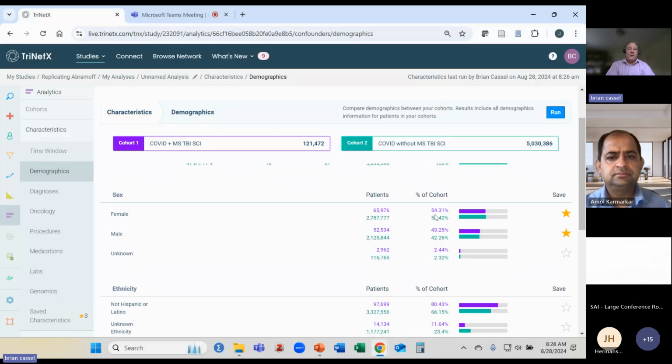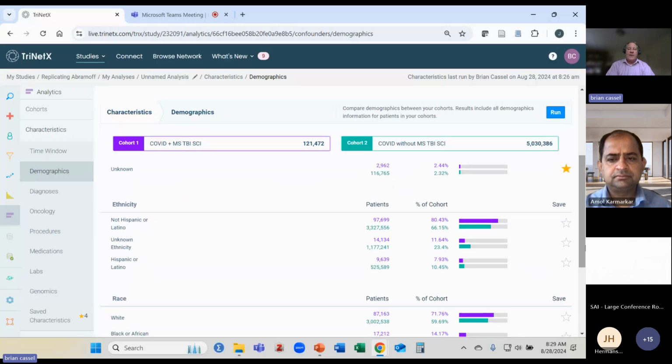What this is doing, by clicking here, is it's going to match females to females and males to males. It won't necessarily match unknown sex to unknown sex unless I click that. But it's not throwing those people out of the study. It's just whether the variable is used as the basis for the one-to-one matching, if that makes sense.